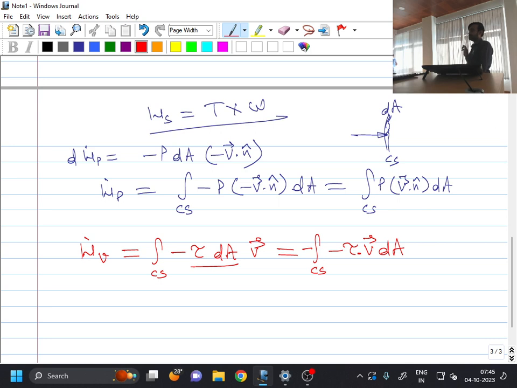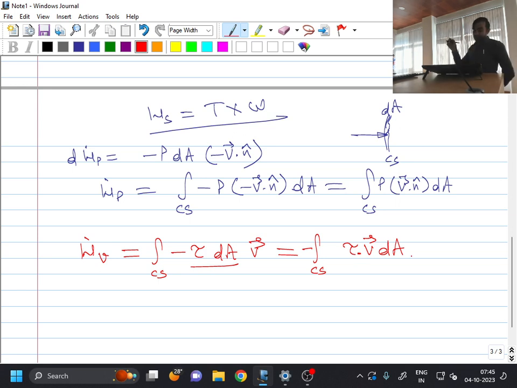Is this point clear? No, here the velocity is only V vector, not minus V vector. Sorry, I have to put only the symbol. Yes. Okay, so this is tau dot V vector times dA.